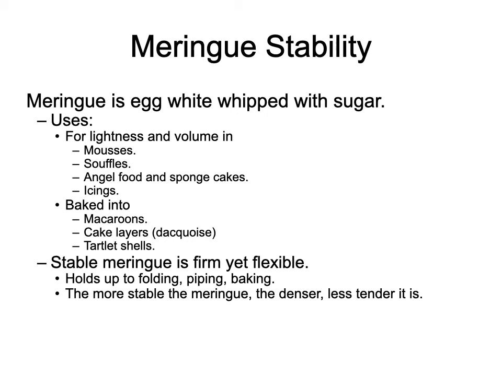Certain icings call for meringue, and then they're baked into macaroons, cake layers, things like dacquoise, which is primarily made of egg foam, and tartlet shells. Stable meringue is firm and flexible. It holds up to folding, it holds up to piping. It can be spread around with a spatula because it's more stable. And what's stabilizing it is that sugar.